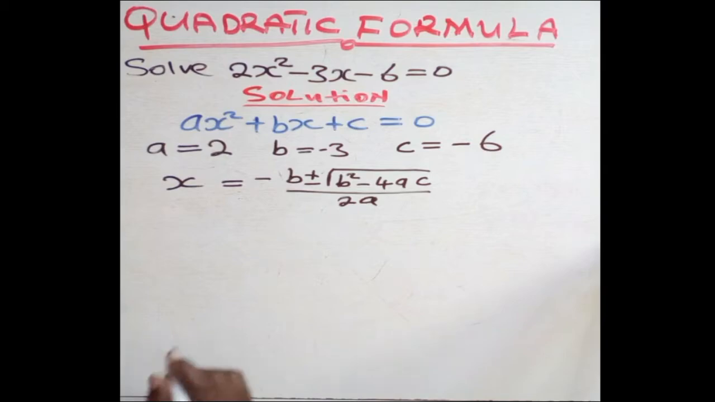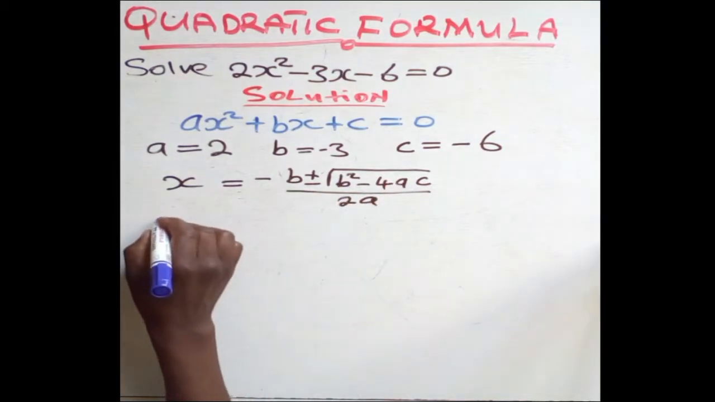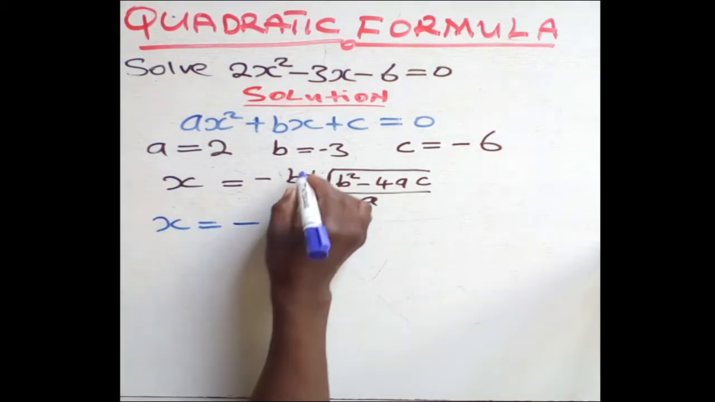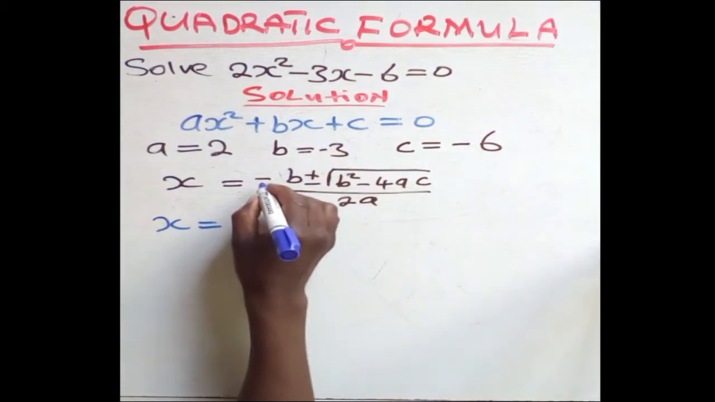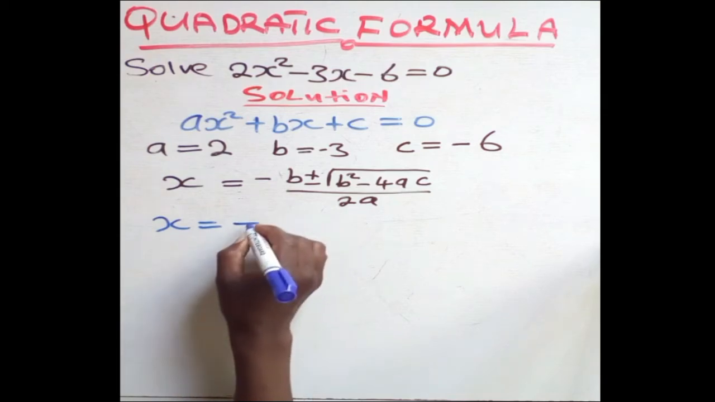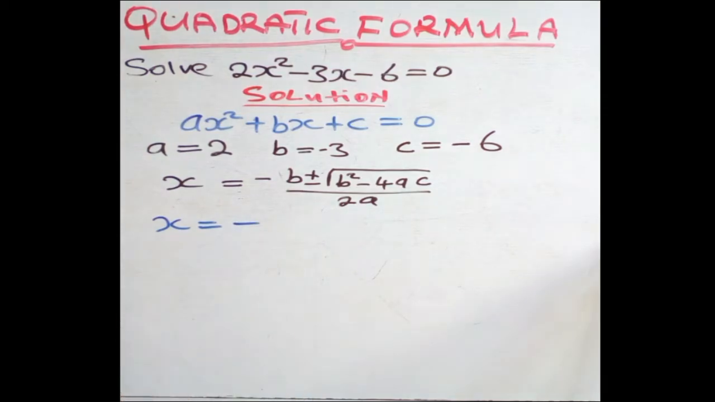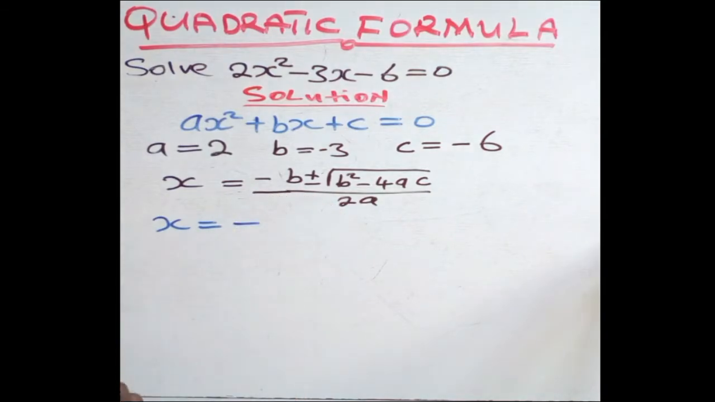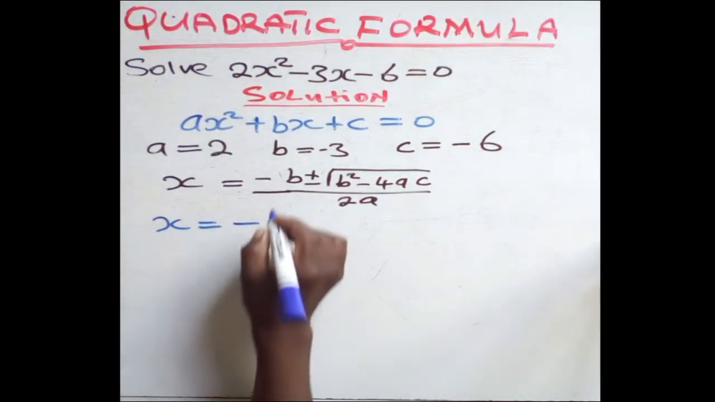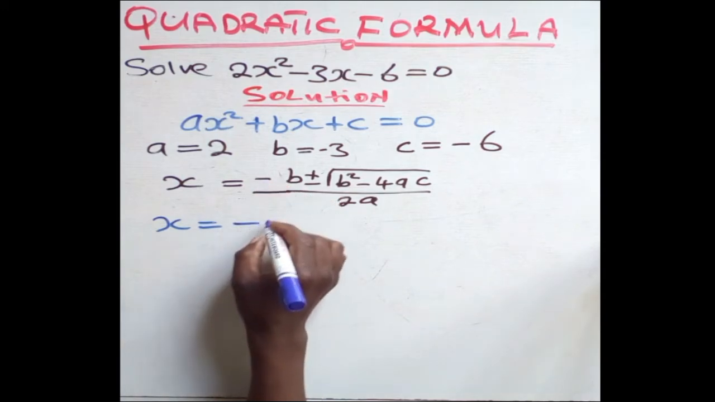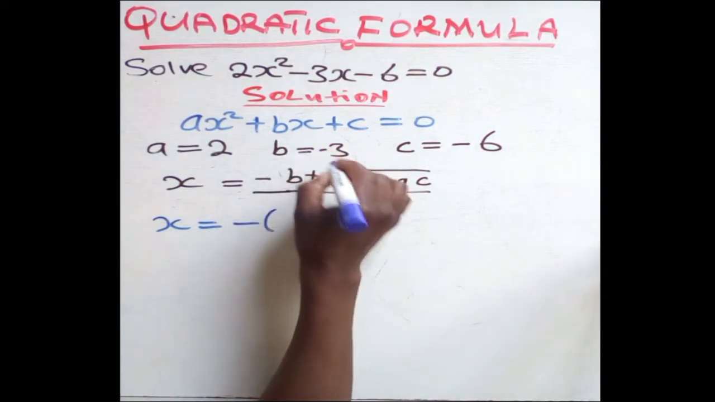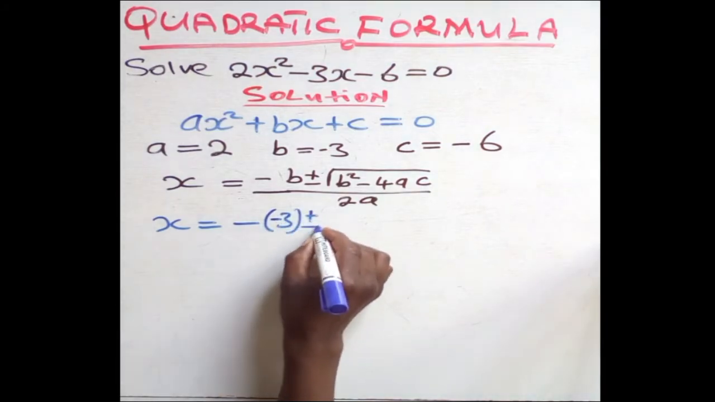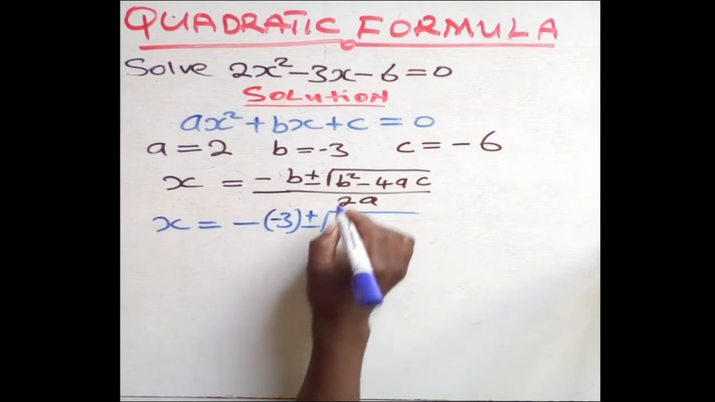If we substitute into this now, we are saying that x is equal to -b. Our b is -3. This negative here is the negative that I've written first. Make sure that this line actually reaches this point. So there is this negative here, then open brackets, b is -3, so you write a -3 there. Then close brackets, plus or minus root b squared.